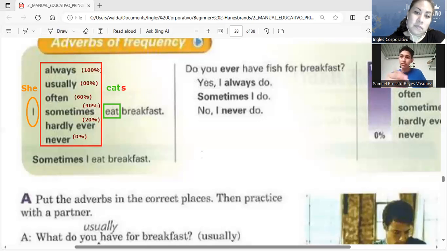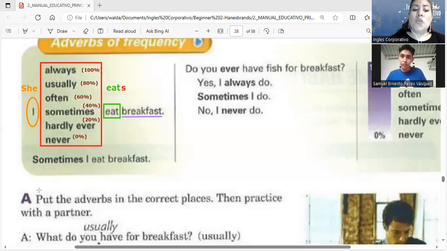After the verb, yes, exactly. If it's necessary, we're going to put a complement. Sometimes it's not necessary, but in this case, yes. So for example, she usually eats breakfast. Okay? Sounds good? We understand? Okay, good.